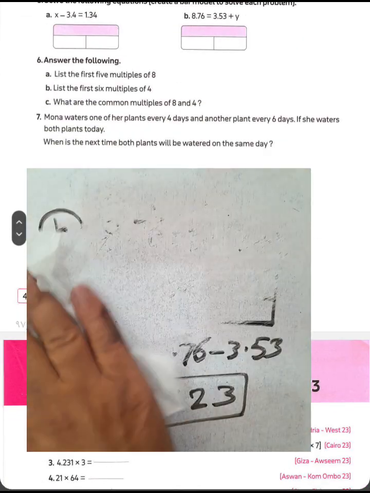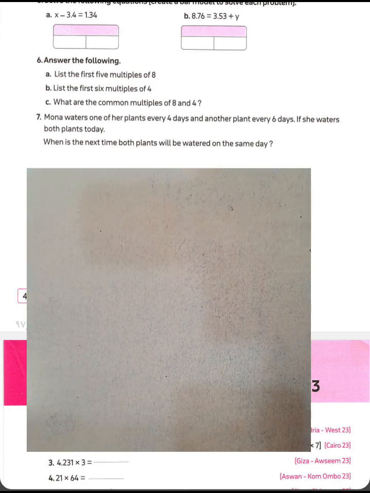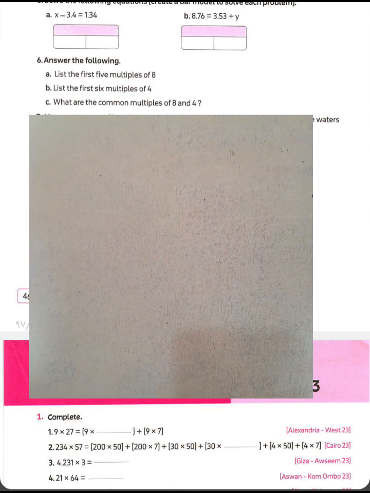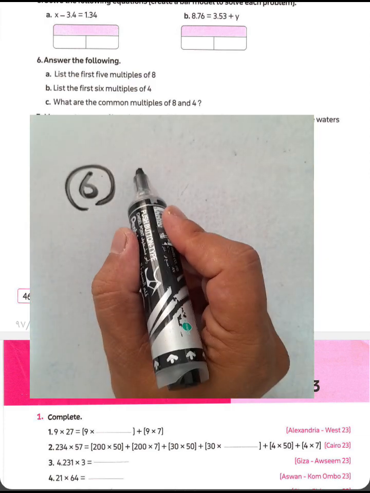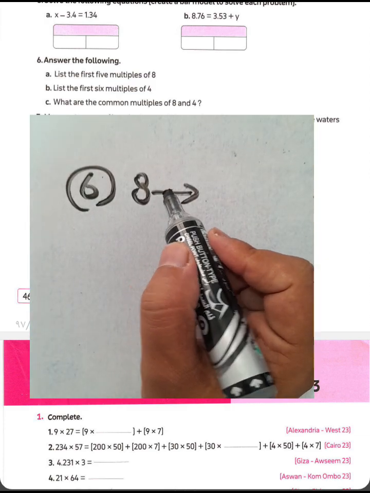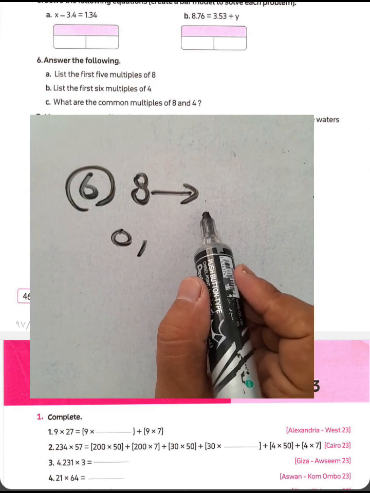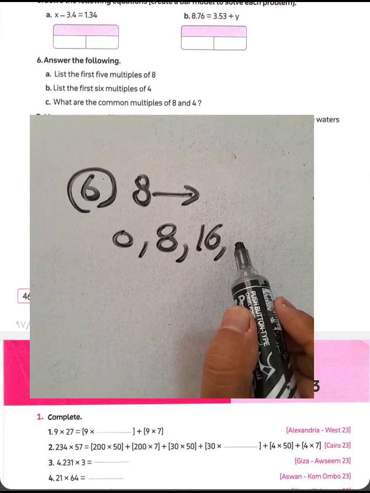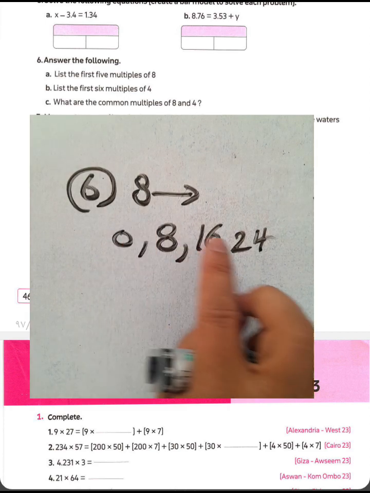Question number 6. Answer the following. Letter A. List the first 5 multiples of 8. Okay, first 6 multiples of 8 will be what? We must begin with 0, and then 8 plus 8 equals 16. 16 plus 8 equal 24, or 3 times 8 equal 24.